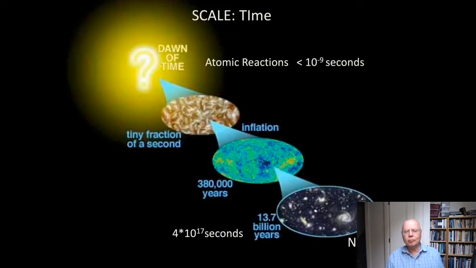We encounter the same problem when we're dealing with time. The Big Bang began 13.7 billion years ago, so universal history is 4 times 10 to the 17th seconds. The atomic reactions that take place inside of stars are in nanoseconds, 10 to the minus 9 seconds. When we're talking about a geological period, we're talking about tens of millions of years.